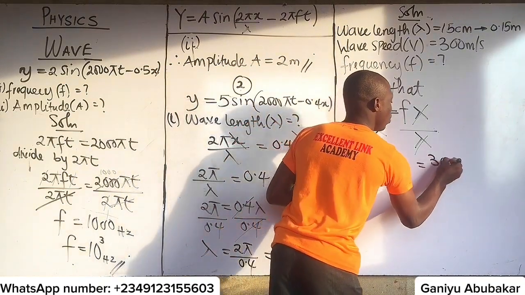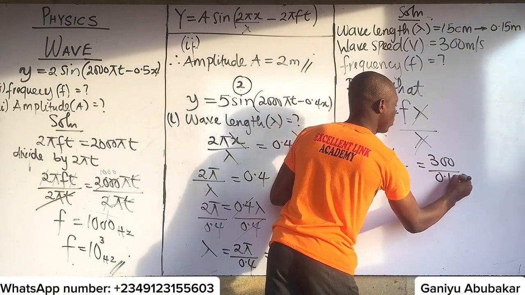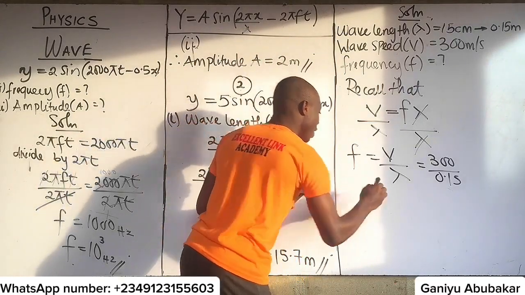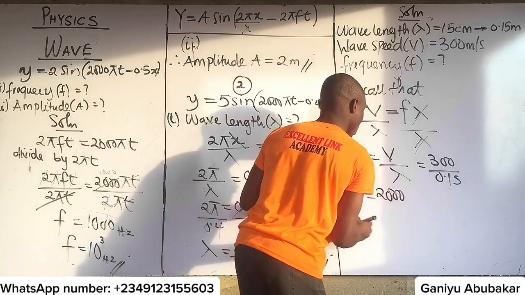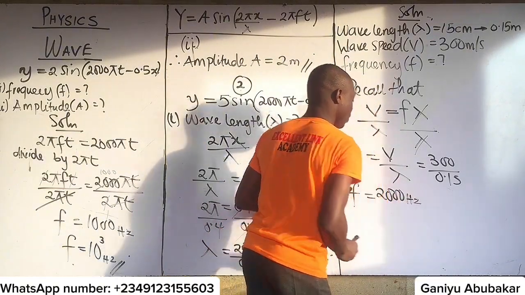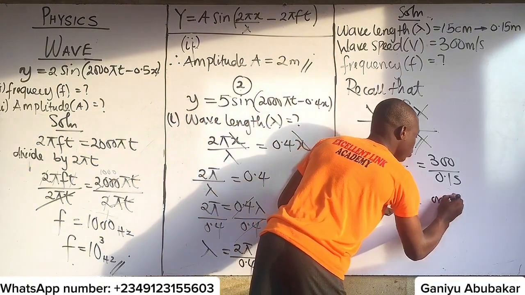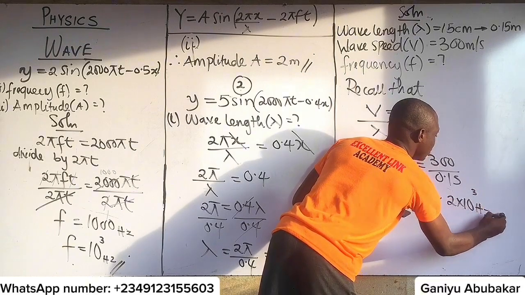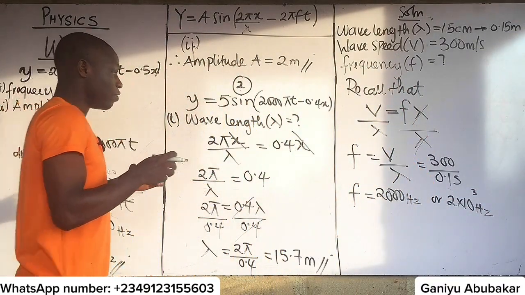That's 300 over lambda, which is 0.15. If I divide these two, I'll have that the frequency is equal to 2000 Hz, right? That's the SI unit for frequency. Or perhaps I can choose to say 2 times 10 to the power 3 Hz. All right, that's how to solve this question here.